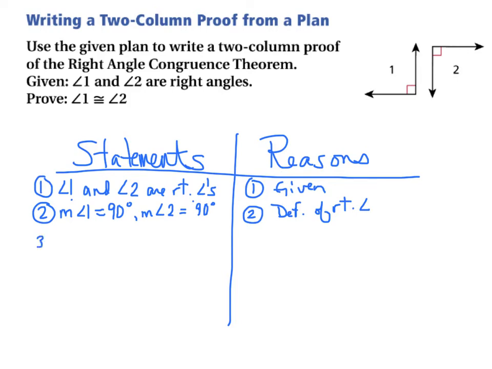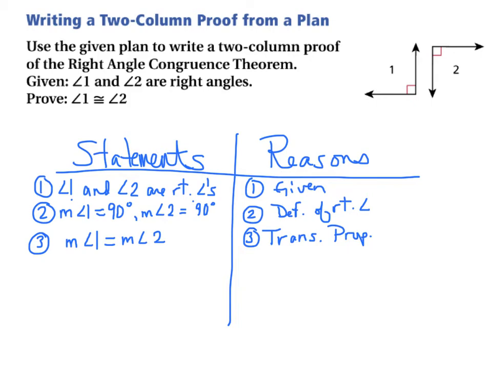Now, statement 3. We can say that the measure of angle 1 is equal to the measure of angle 2. Here's why. If the measure of angle 1 is 90, and the measure of angle 2 is 90, then we can say the measure of angle 1 is equal to the measure of angle 2. Why? Why do you think that is?